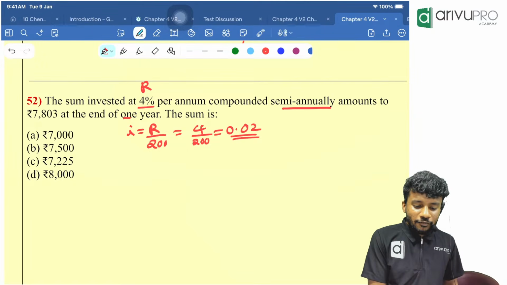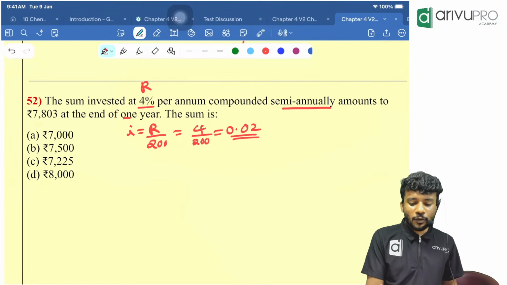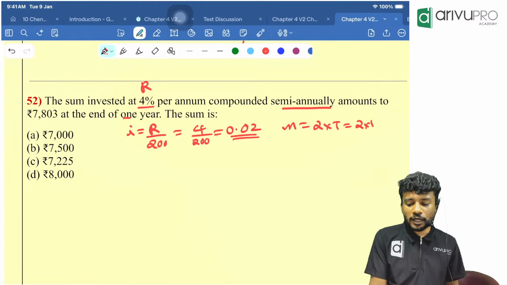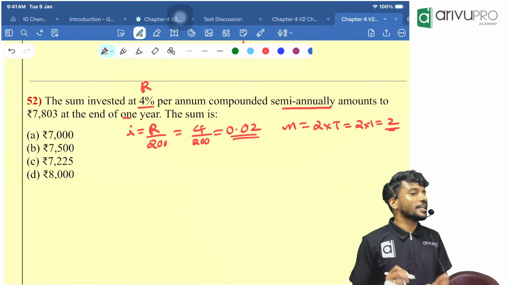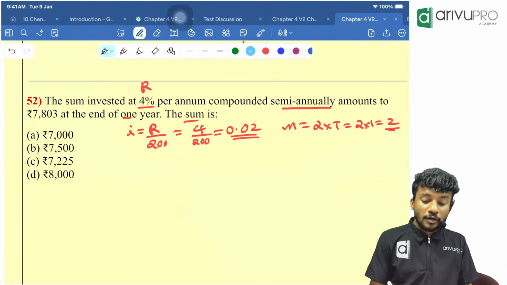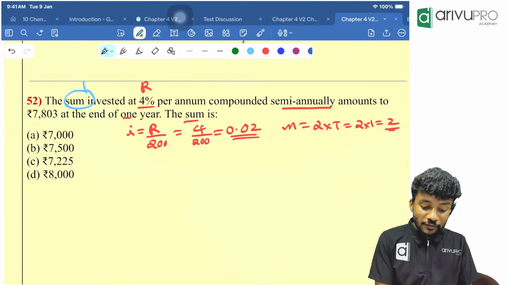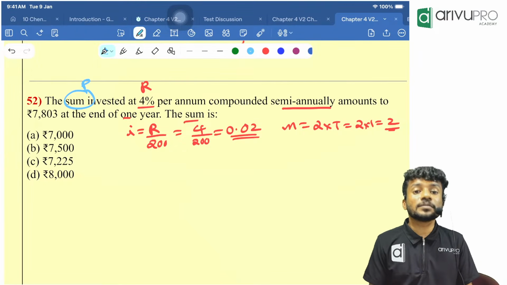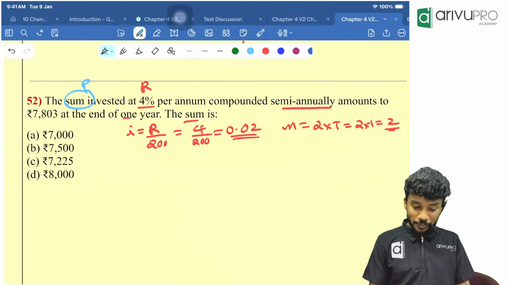Then at the end of 1 year, t is equal to 1, then n will be how much? 2 into t, which is 2 into 1. How much is it, people? 2. N is also equal to 2. Then we need to find the sum. What do we need to find? The sum invested, that is the principal. We need to find the principal over here.